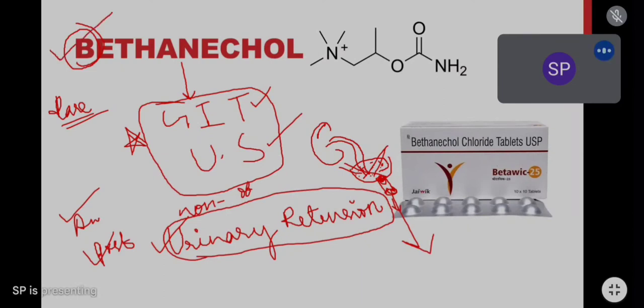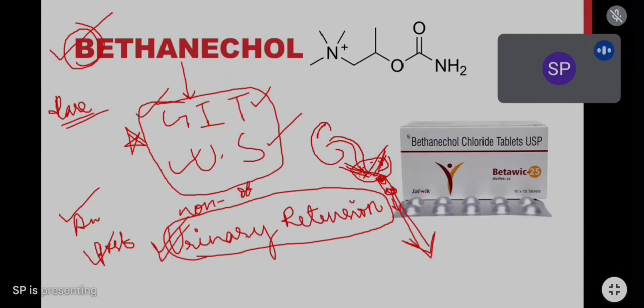Why? Because bethanechol is specifically acting on the GI tract and urinary system, mainly on the detrusor muscles of the urinary bladder. When bethanechol is given, what happens? The detrusor muscles of the urinary bladder will be contracted and the urine will easily come out from the urethra. Yes or no? So here bethanechol is the drug of choice in urinary retention.